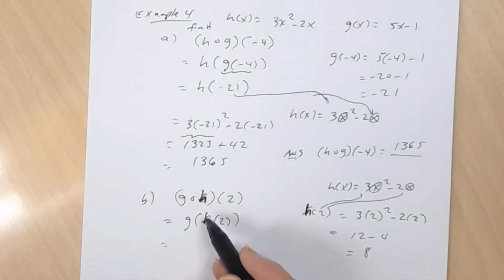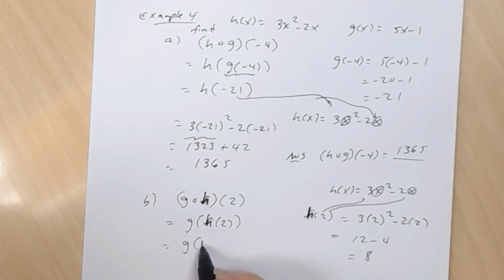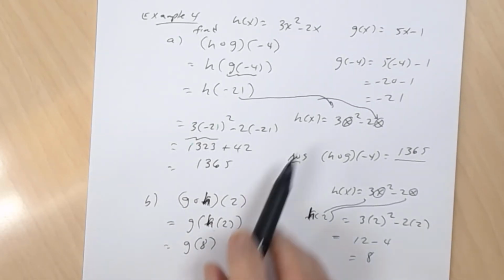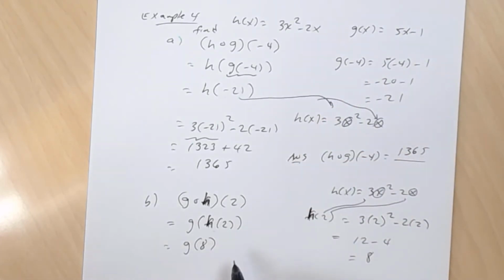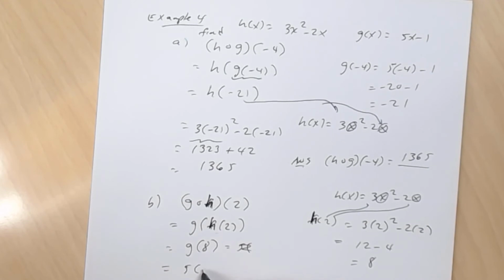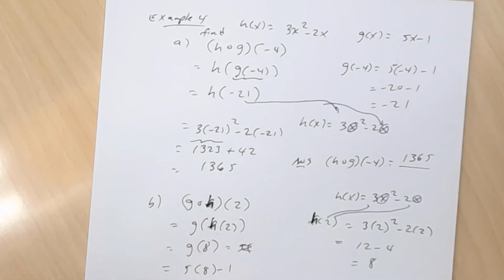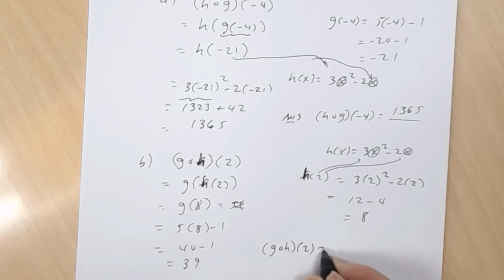So remember, this is the same as this, the same as this, and so on. So this becomes G of 8. And so G of 8 says I go to my function G, and where we see the variable x, I substitute 8. So that becomes 5 times 8 minus 1. So that's 40 minus 1, which is 39. And so therefore, G composed with H at 2 equals 39.